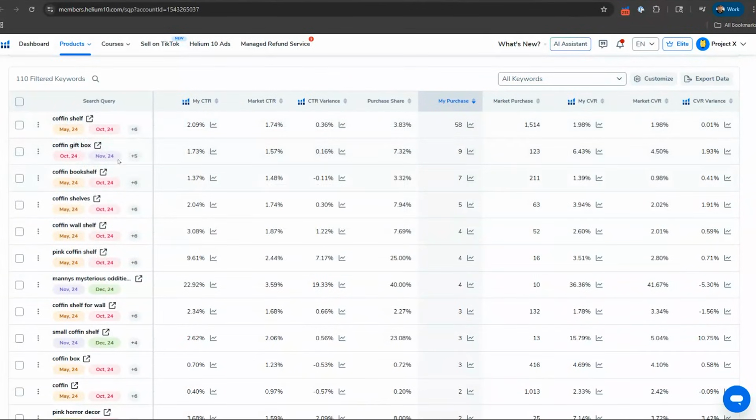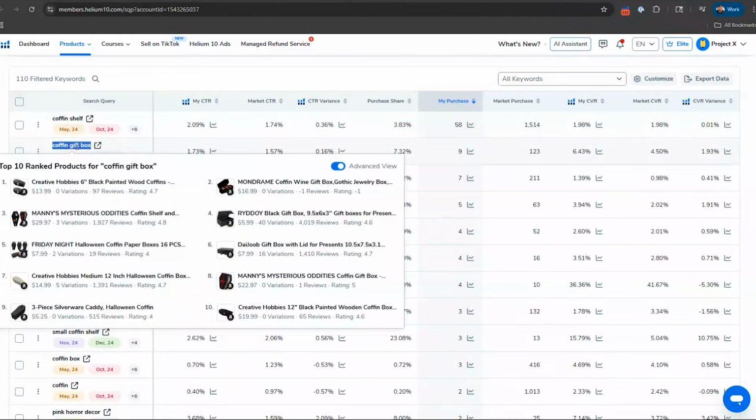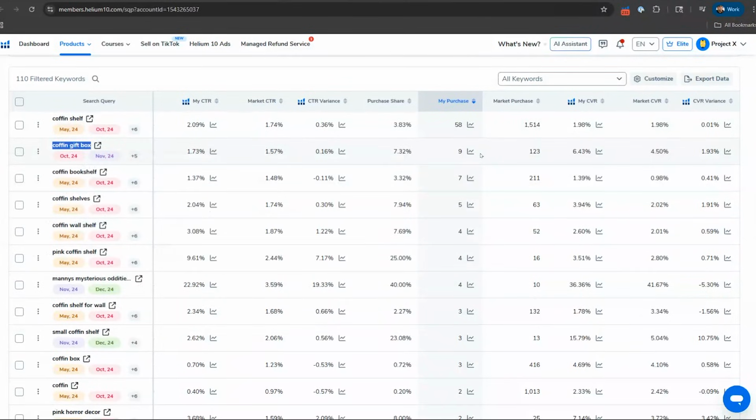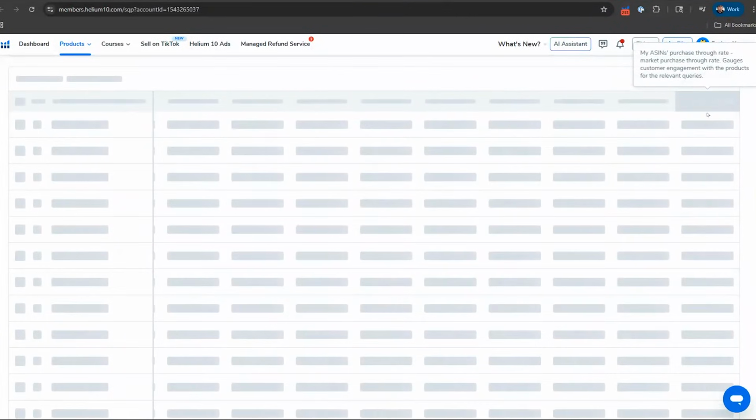Coffin gift box is 9. You know what? This search query performance data told me I need to create a coffin gift box as a standalone product. And sure enough, now guess who is the only one who has a cardboard coffin gift box on Amazon? It's us. Coffin bookshelf, coffin shelf. So really great data. The other great way to use this data, especially, is my conversion rate. And so that's why we have something called conversion rate variance.